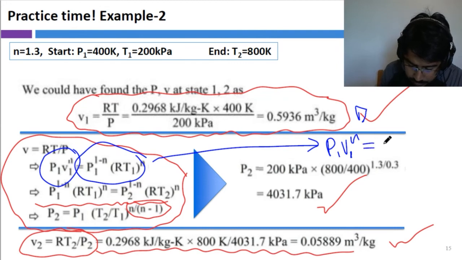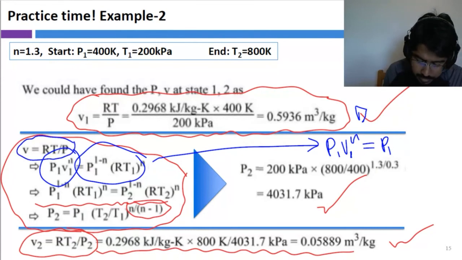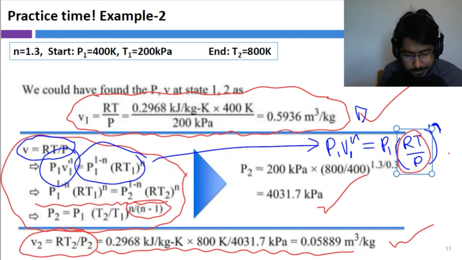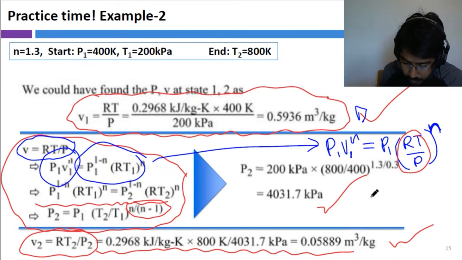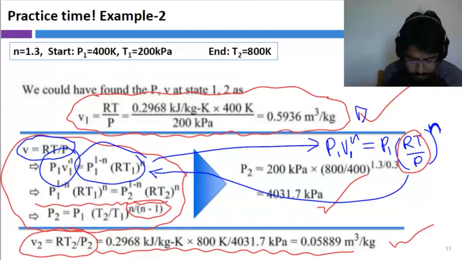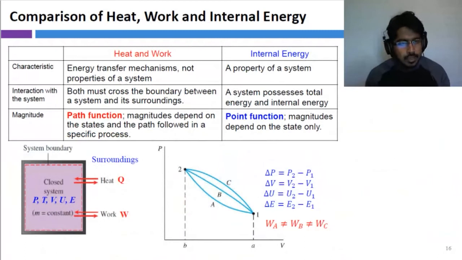So we can reconfigure this one as P1. This V1 can be written as RT divided by P, RT divided by P to the power N. From the ideal gas equation, we substitute the internal part here, right? And then when we solve this equation, we arrive at this expression that you see here. So now we have a comparison.